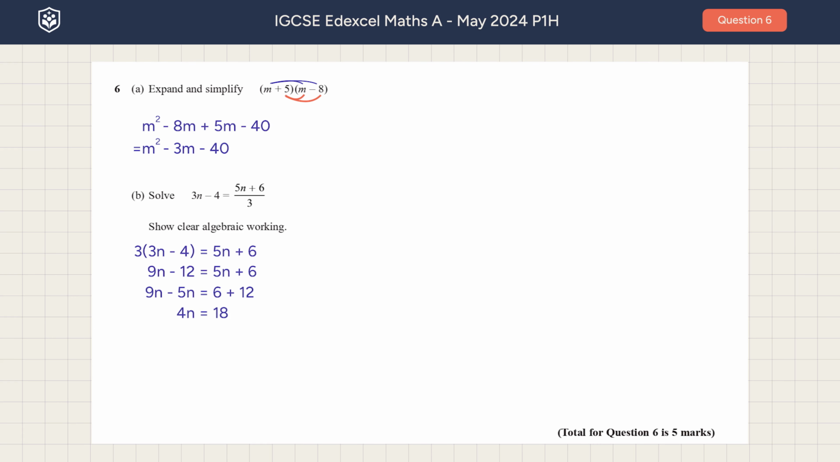This equals 4n equals 18. We can then move the 4 to the right side to isolate n, making n equals 18 over 4, which is 9 over 2 or 4.5. And that is the answer to part B.